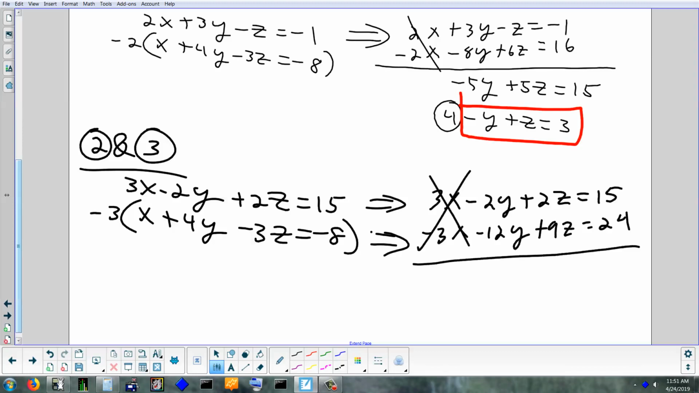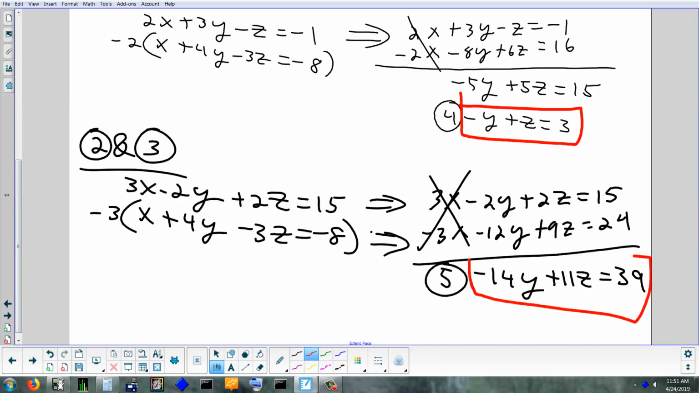Okay. X's are gone. What about my y's? -14y. My z's? 11z. And 15 and 24? 39. Okay. And I'm going to call that equation 5. Okay, questions on that?